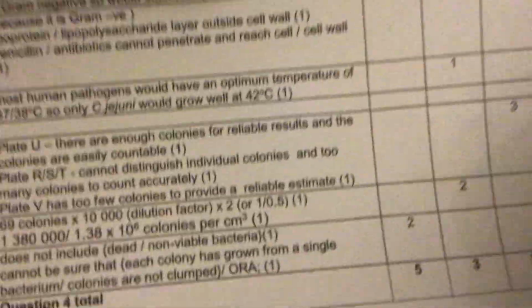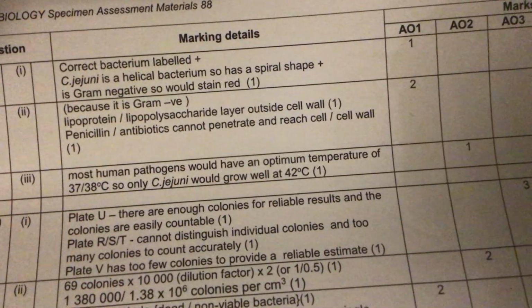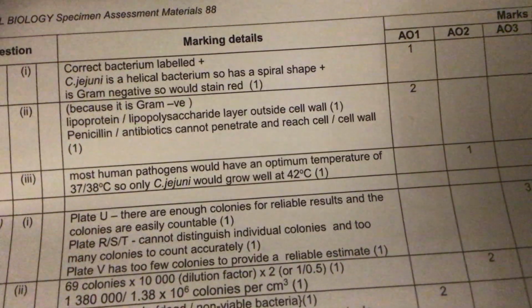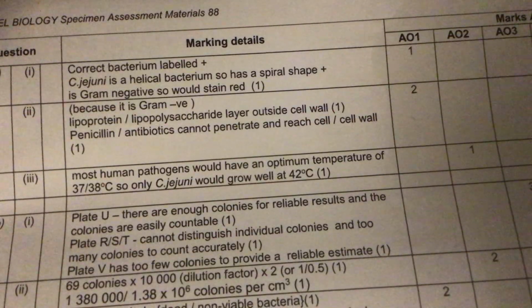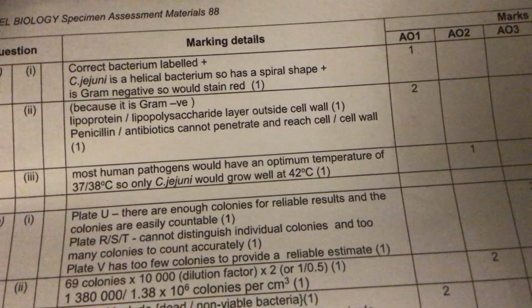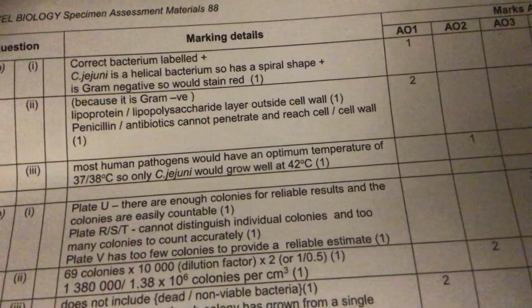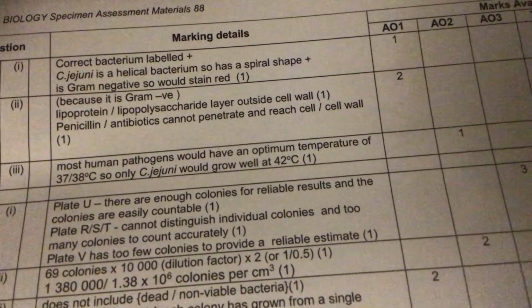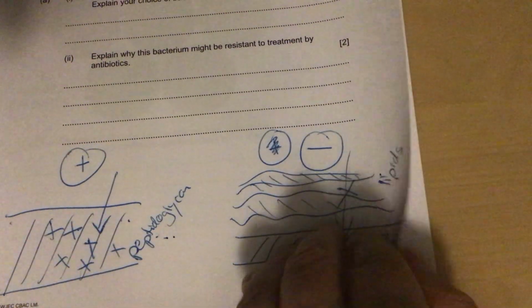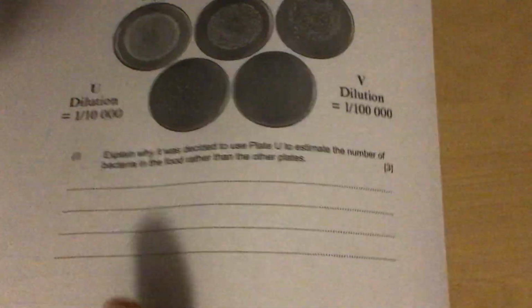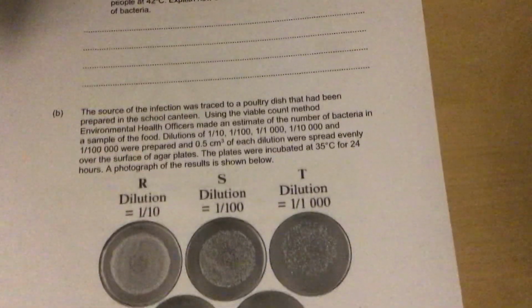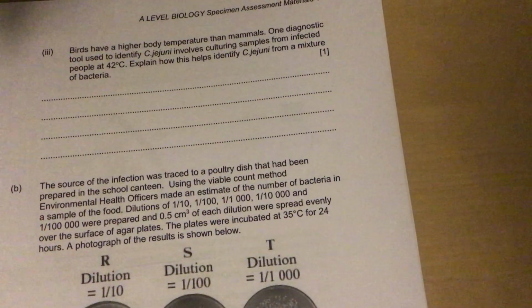Now the mark scheme is pretty nice with that one. Literally lipoprotein, lipopolysaccharides in the outer cell wall, and therefore the penicillin cannot penetrate further. So that is the structure of the cell walls of prokaryotes. The next one here, let me get that to the top.